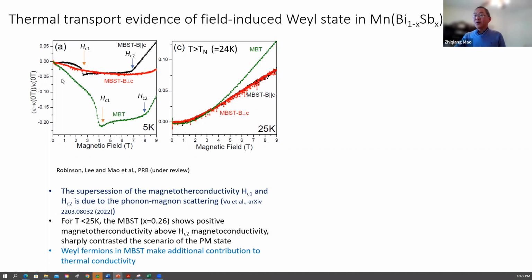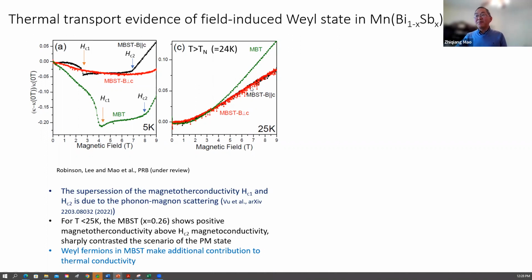So compared to MBT, MBST shows positive magnetothermal conductivity. For MBT, it's negative magnetothermal conductivity. So we have a significant enhancement. When we rotate the field to the in-plane orientation, we don't see that enhancement because an in-plane field does not generate a Weyl state. This claim is also supported by the data measured in the paramagnetic state.